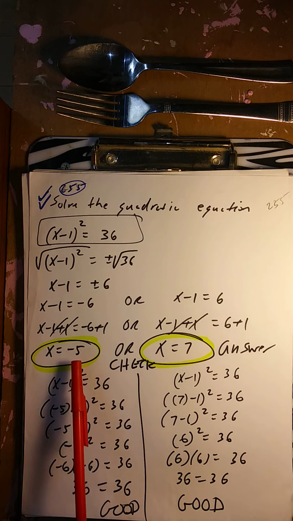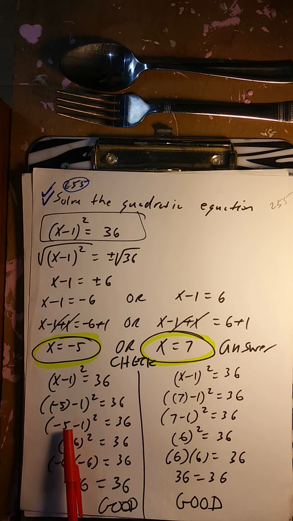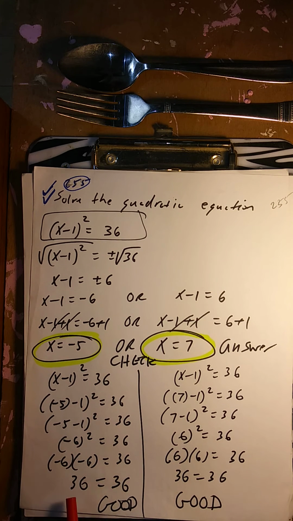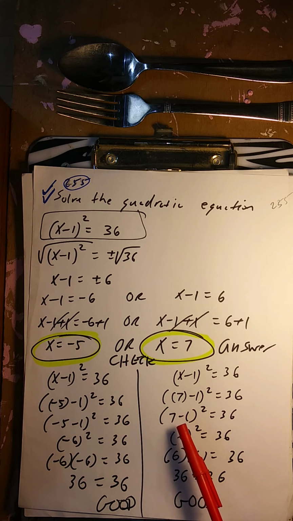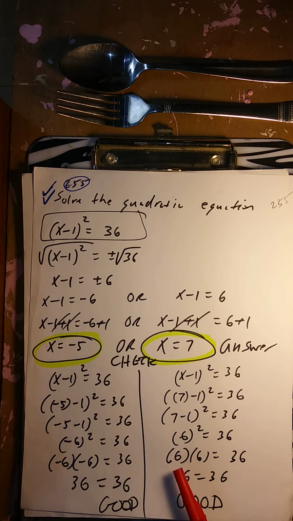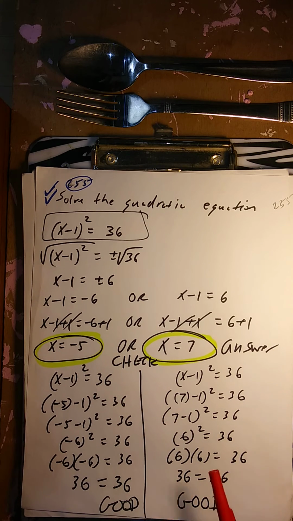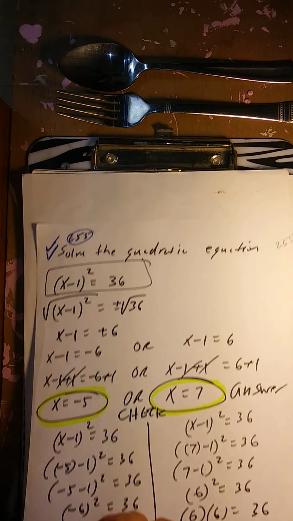Does that work? Check. Put the negative 5 here. Negative 5, negative 1, negative 6. Negative 6 times negative 6 is 36. That's good. 7. 7 minus 1 is 6. 6 times 6 is 36. That matches. Yes, it works. Oh, that's it. Okay, we're done with that.